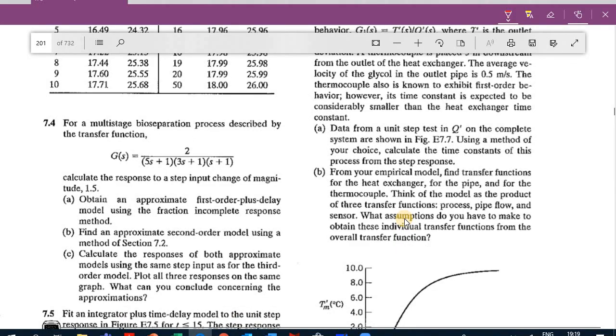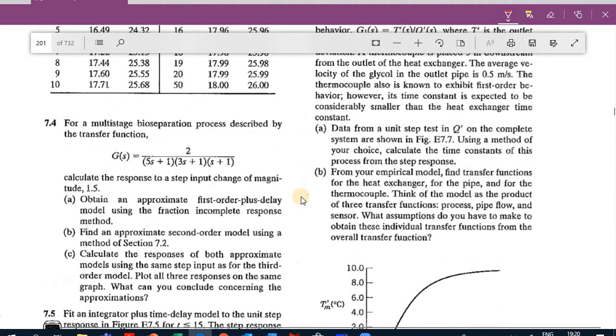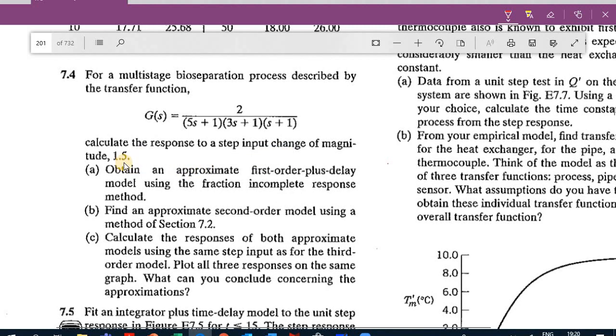7.3. So now we're going to continue with 7.4. 7.4 talks about a multi-stage bioseparation, described by the transfer function, and we have the transfer function here. Calculate the response to step input change for 1.5. Obtain an approximate first order plus time delay using the fraction incomplete response method.